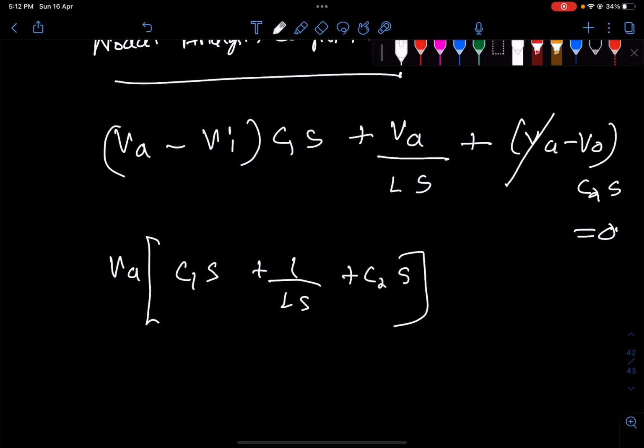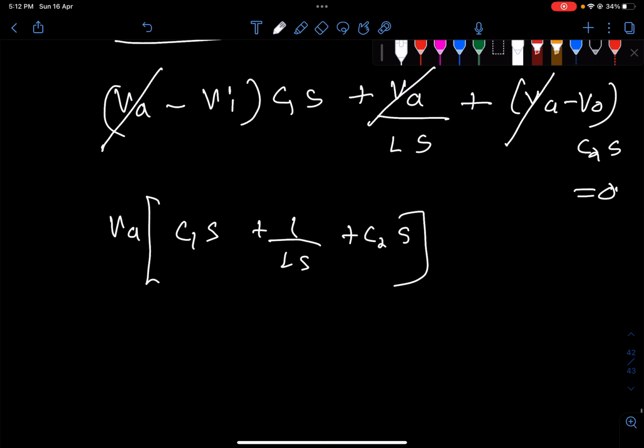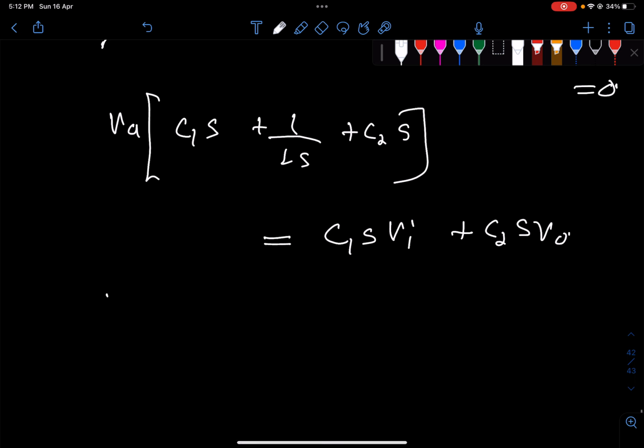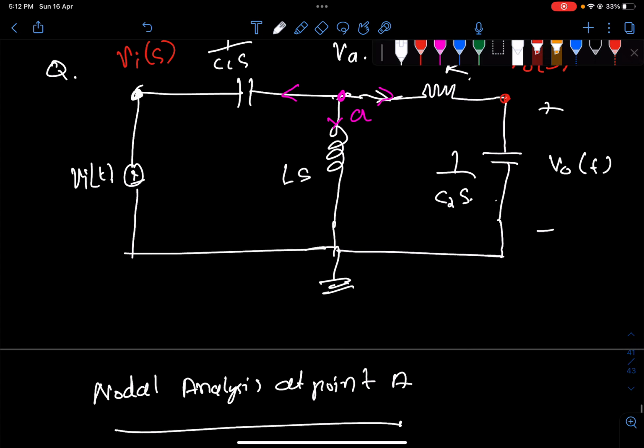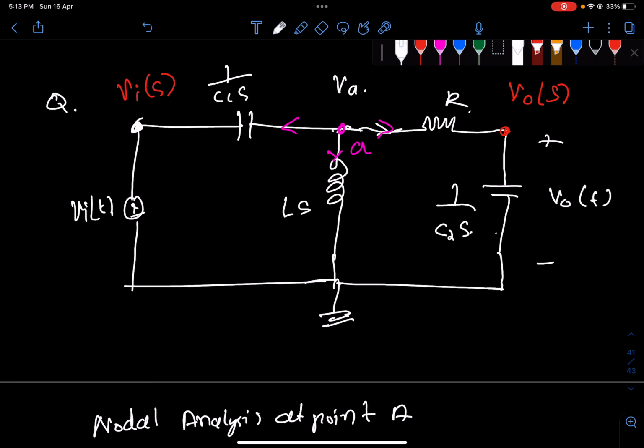So I have removed VA, then C1S VI plus C2S V0. What is VA? VA is just C1S VI plus C2S V0 divided by C1S plus C2S plus 1 by LS. That's our VA.